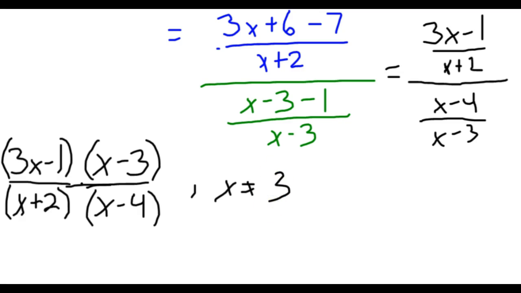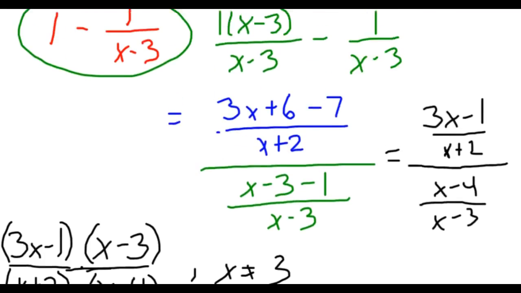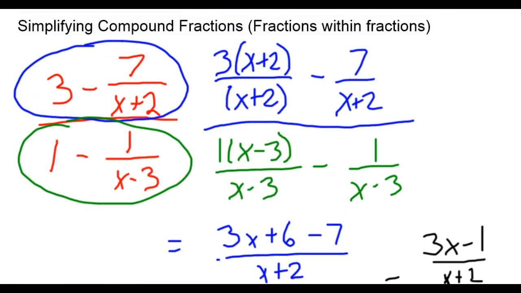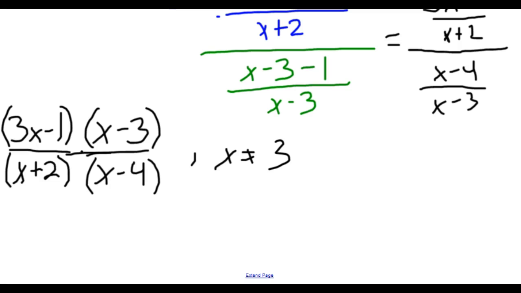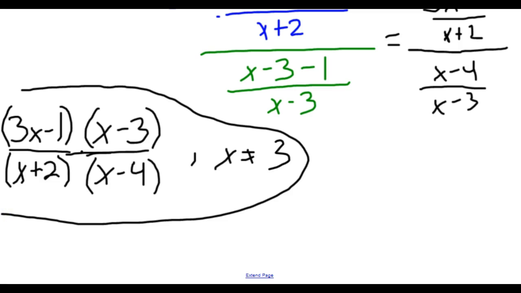And the reason for that, if we look at our original problem, what is in the fraction of this original problem? We have to be concerned about this denominator, x minus 3. The value that would make that 0 is 3. And that is why when we come down here to the end, we have to make sure we take that into consideration. So for our last problem, this simplifies down to 3x minus 1 times x minus 3 divided by x plus 2 times x minus 4, where x cannot be equal to 3.